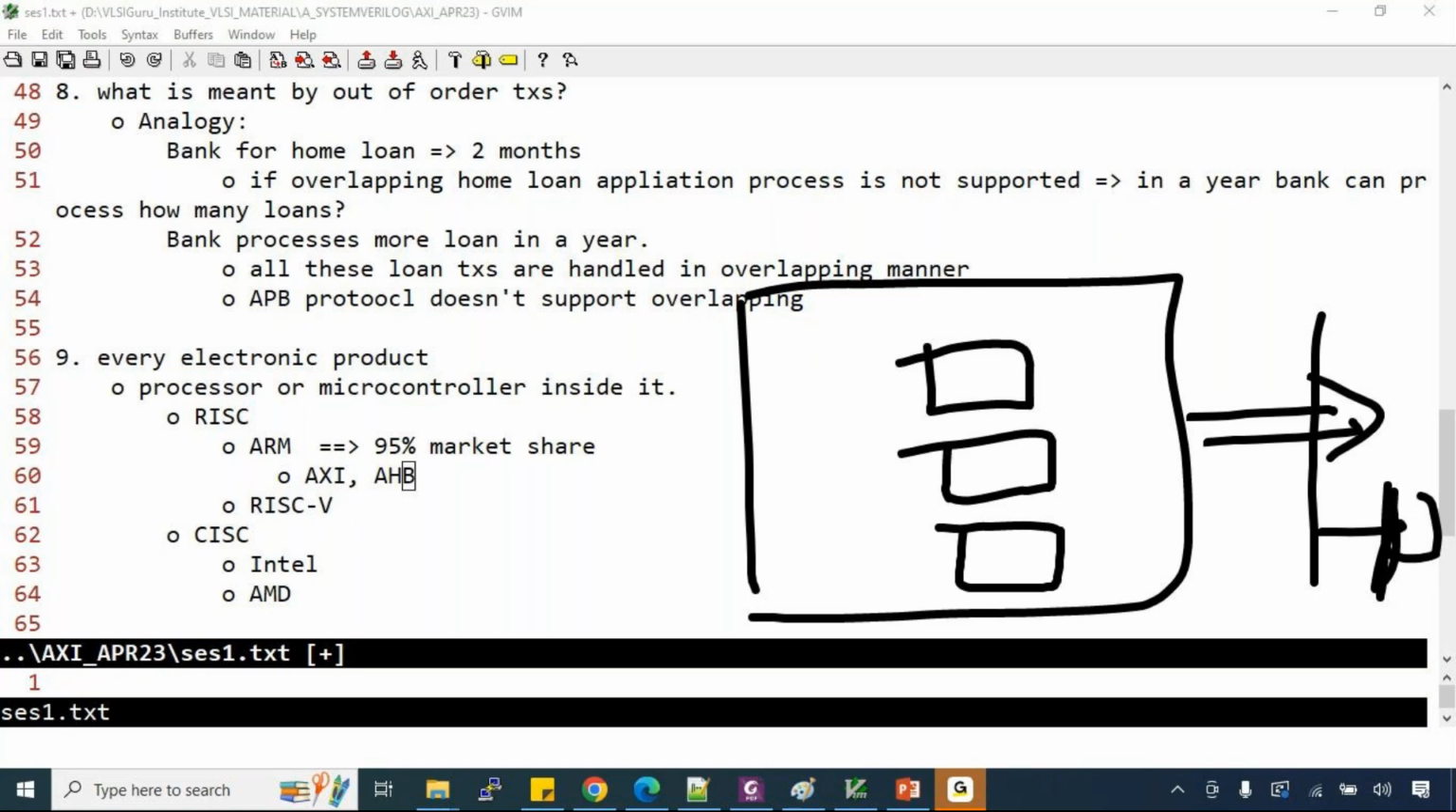CISC is not like that. They consume very high power, but they give high performance. RISC gives the advantage of better performance with low power consumption. That is what you need for a portable application. A mobile phone is a portable application. You don't want it to drain out in half an hour, right? In a laptop it's fine, or even in a desktop it's fine, because it is always powered by external power.